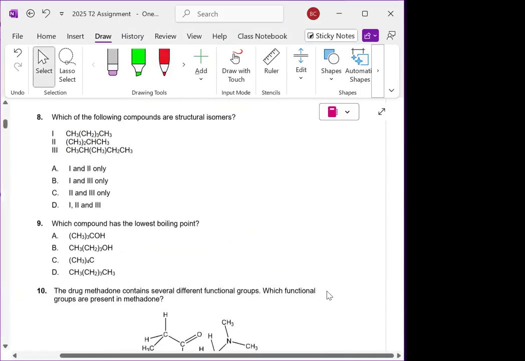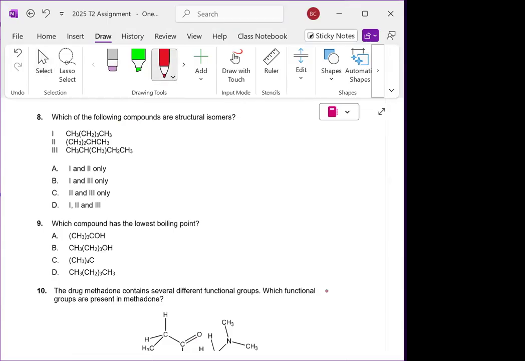Okay, question 8. Structural isomers. In order to be isomers, they must have the same molecular formula. Sometimes you can do a quick check for molecular formula. This is a total of 5 carbons. This one is 2, 3, 4, 4 carbons only. And this is 1, 2, 3, 4, 5 carbons. So the one with 4 carbons will unlikely be a structural isomer because they do not even have the same molecular formula.